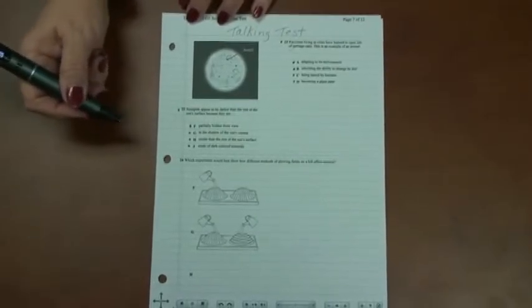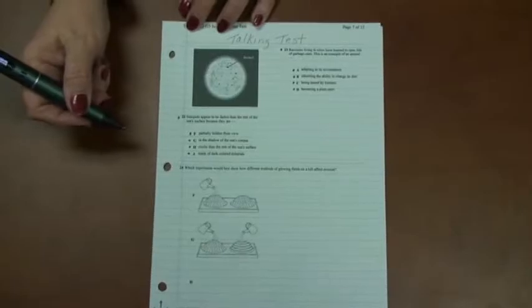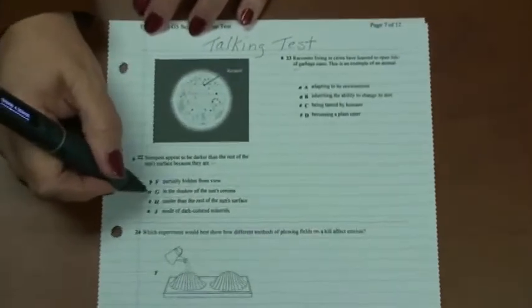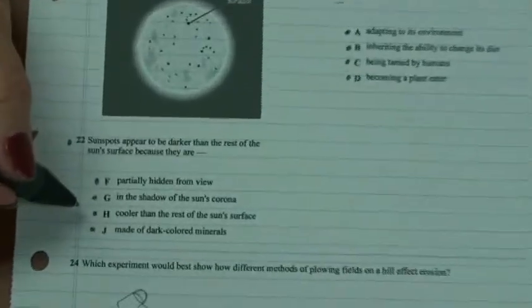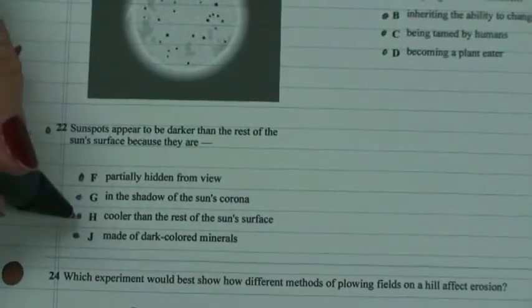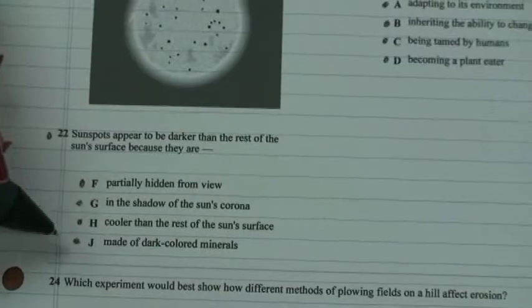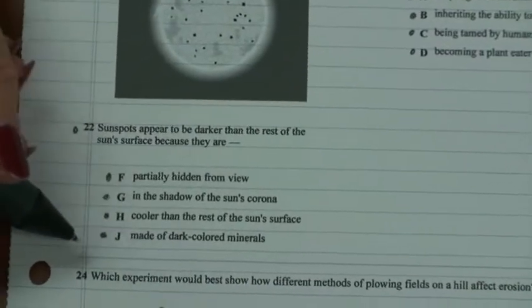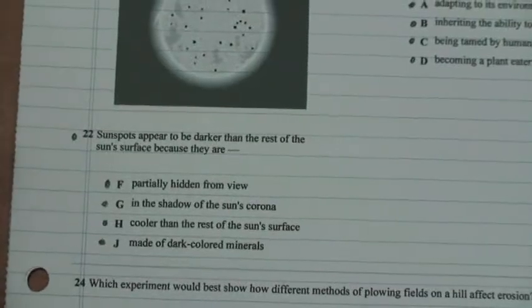Sunspots appear to be darker than the rest of the sun's surface because they are partially hidden from view, in the shadow of the sun's corona, cooler than the rest of the sun's surface, made of dark colored minerals.